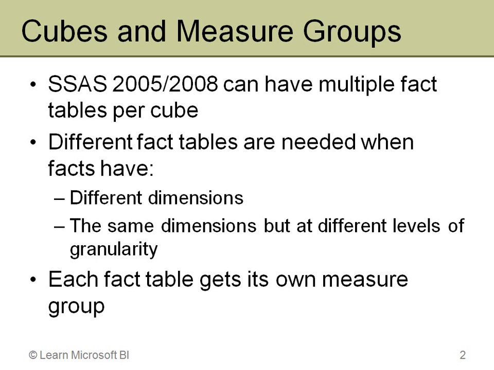Now, by default in 2005 and 2008, each fact table will get its own measure group. So one fact table per measure group, and that measure group will then have all of the measures for that particular fact table.